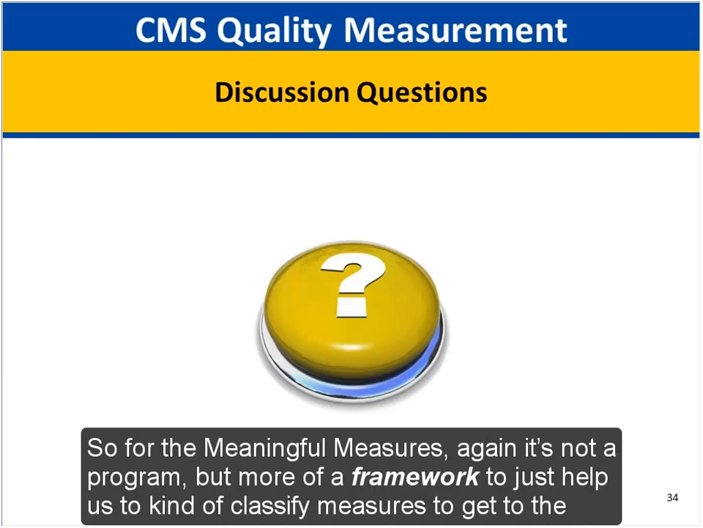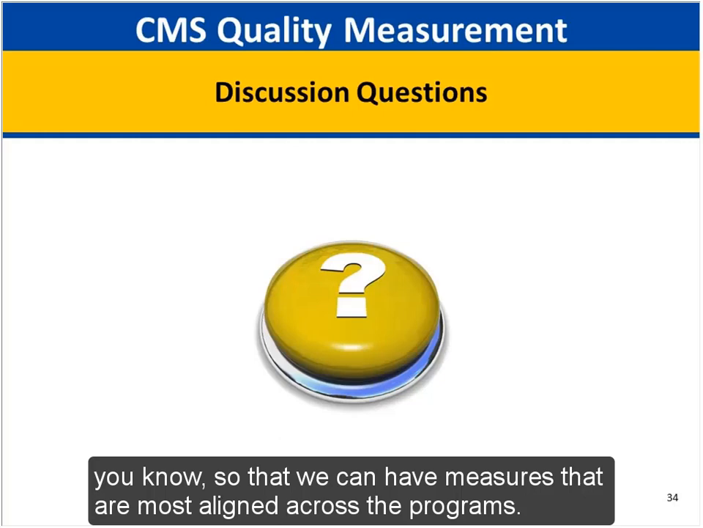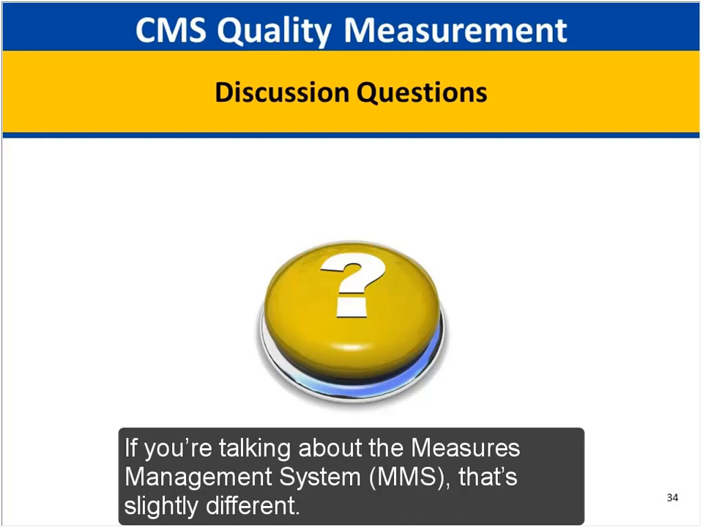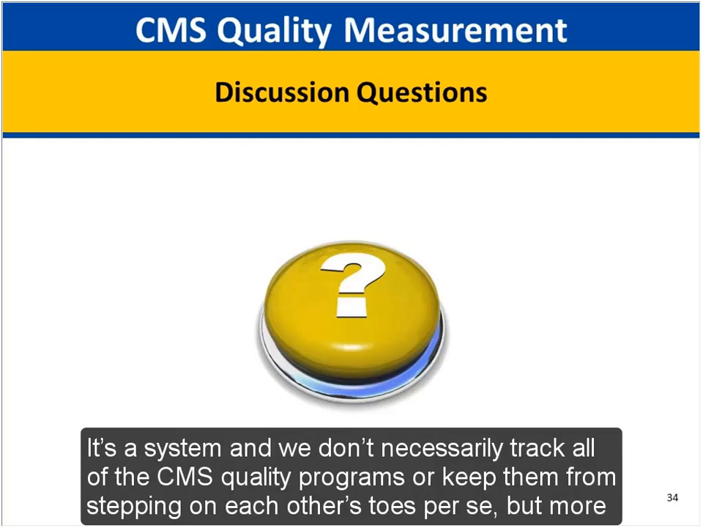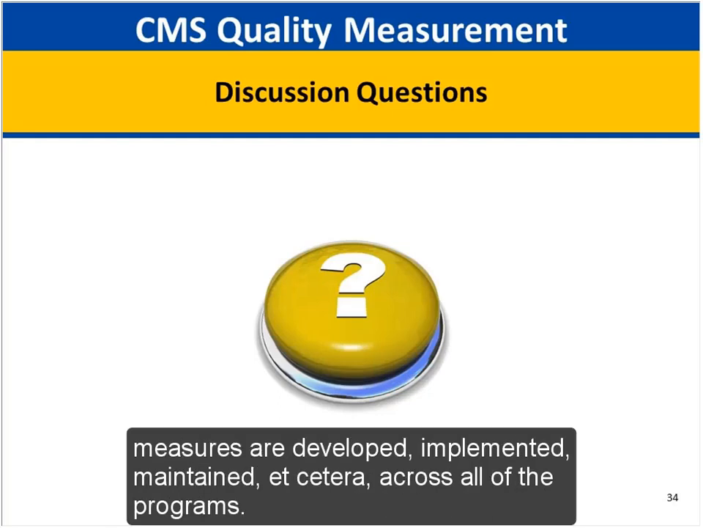So for the meaningful measures, again, it's not a program, but more of a framework to help us classify measures to get to the most meaningful measures possible, so that we have our most prioritized measures, as well as measures that are most aligned across the programs. If you're talking about the measures management system, that's slightly different. It's a system. We don't necessarily track all of the CMS quality programs or keep them from stepping on each other's toes per se, but it's more about making sure that there's a certain amount of standardization in the way in which measures are developed, implemented, maintained, et cetera, across all of the programs.